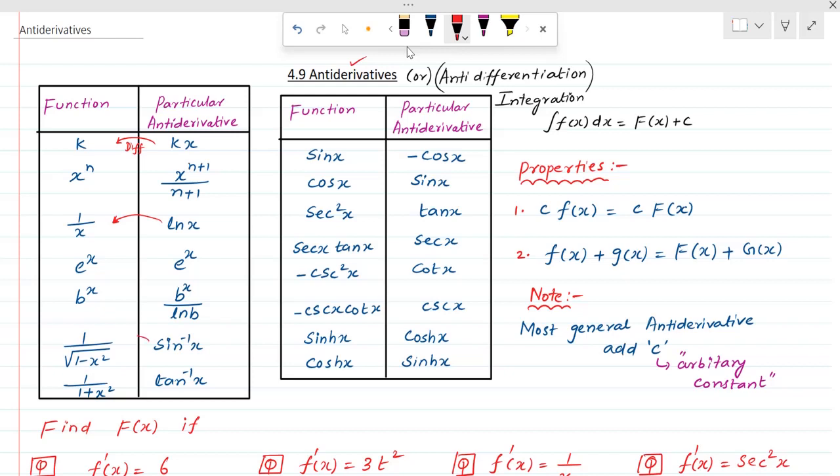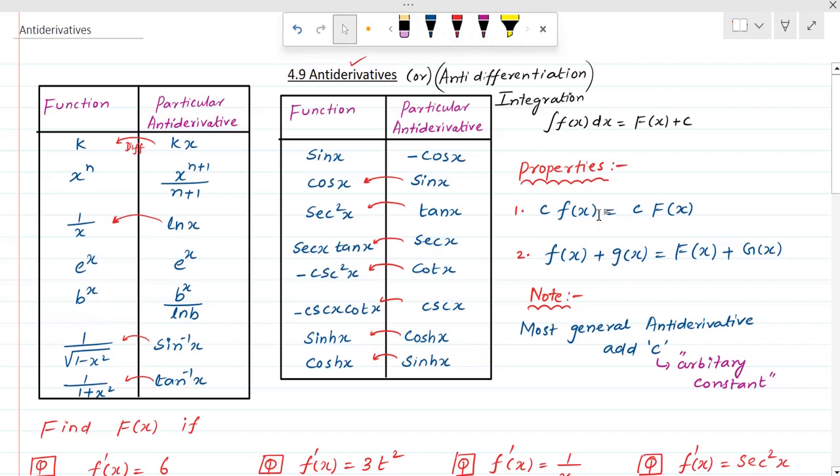And sine inverse, it is 1 over square root of 1 minus x square. Tan inverse, this one. So remember, like this it will be easy to remember the formulas of the antiderivative. So like this, it will be very easy. These are the formulas we are using in our problems, the antiderivatives.